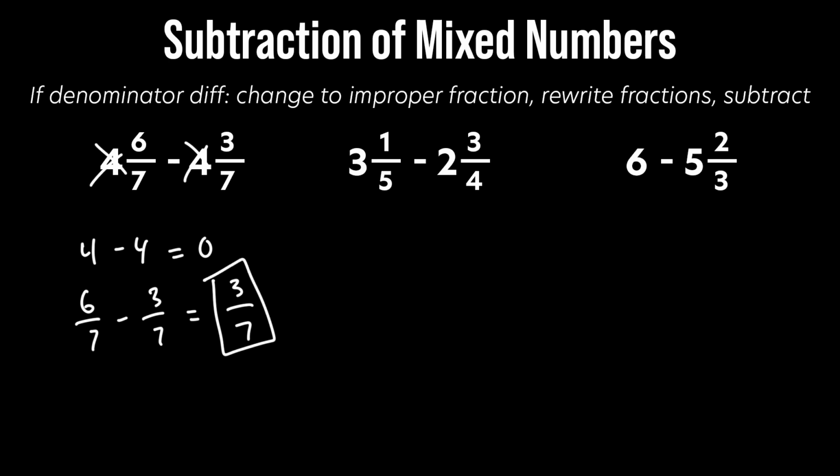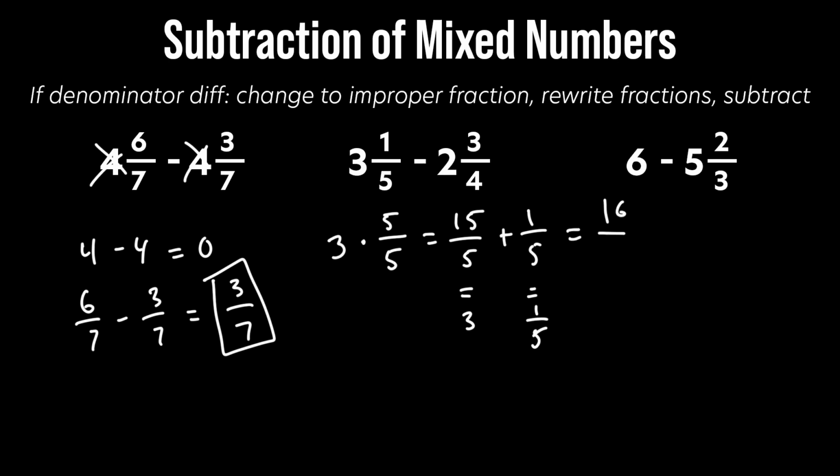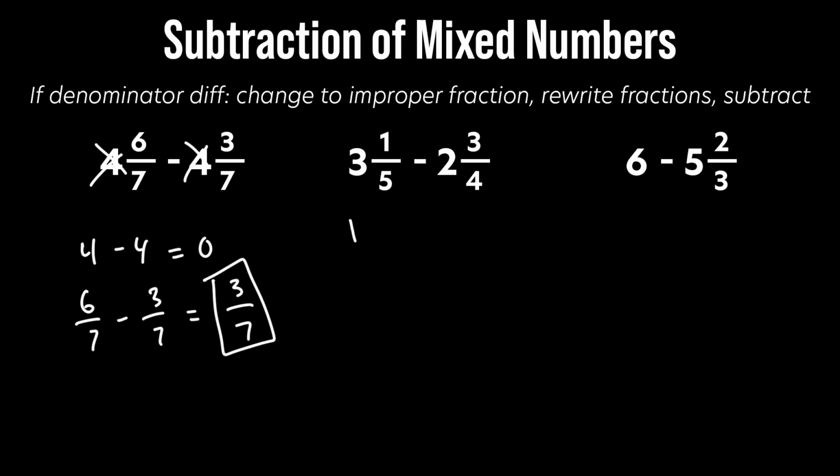For this next example, the denominators are different. So we'll want to first change both of the mixed numbers into improper fractions. So we want to rewrite 3 as a fraction with denominator 5. So we're going to multiply the numerator and denominator by 5. And we get 15 over 5. And now our 3 is in terms of a fraction with denominator 5. So we can add on the 1/5 because this is equal to 3. And this is equal to the 1/5 that appears here. And we get 16 over 5. That's our first fraction. So we have 16 over 5.